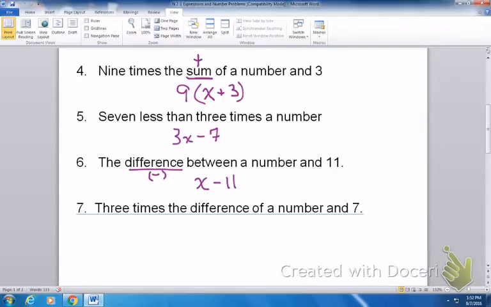Now let's start with the difference of a number and 7. Difference, again, is subtraction. So we're going to be subtracting. We're going to use a number, and we're going to subtract 7 from it. The difference between a number and 7. But we want 3 times that whole thing. So 3 times x minus 7.